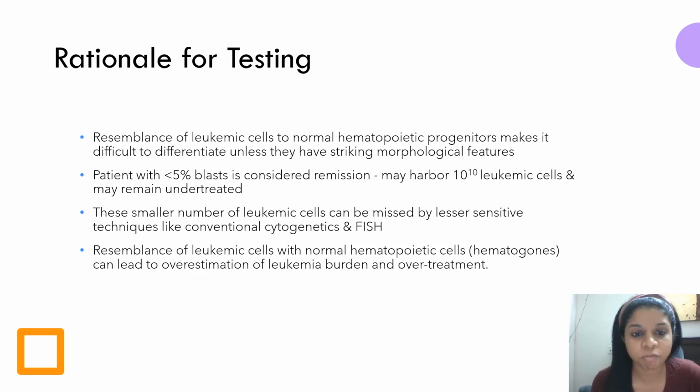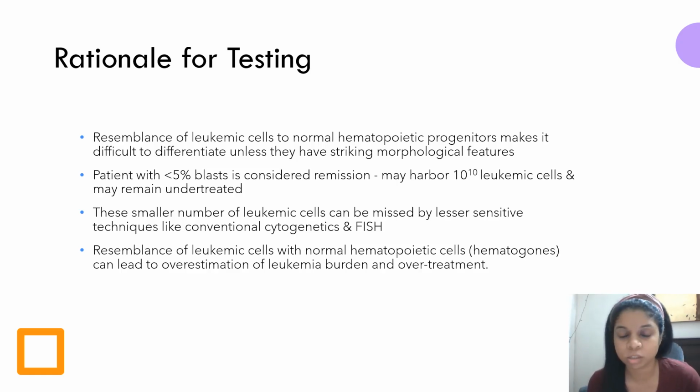A patient with less than 5% blasts is considered to be in remission, but they may harbor 10 raised to 10 leukemic cells and may remain undertreated. When you are giving treatment, the blast count decreases and decreases. When it becomes less than 5%, that is the normal percentage of immature cells usually found in the bone marrow, so we think it is fine. But actually it is not. Maybe the 5% blasts which are present are not normal immature cells, and there may be leukemic cells in them. If there are leukemic cells, then they should be treated, right? You would not just stop the treatment because the percentage has come to the normal range.